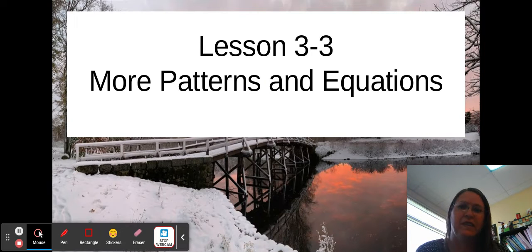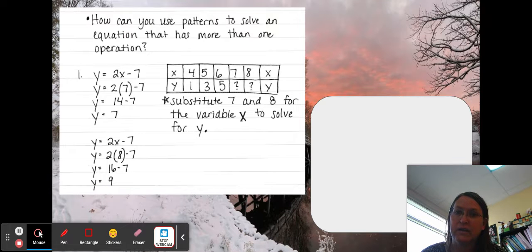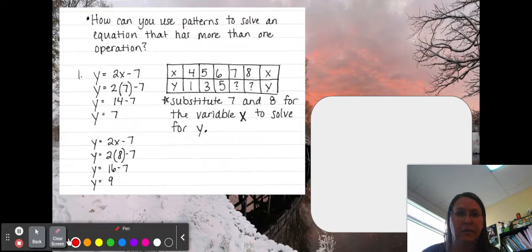Hello, today we are going to discuss, it's kind of a review of what we did last week on lesson 3-2, where we discussed patterns and equations. This week we are mostly going to be solving equations that are multiple step. So this is a perfect example.